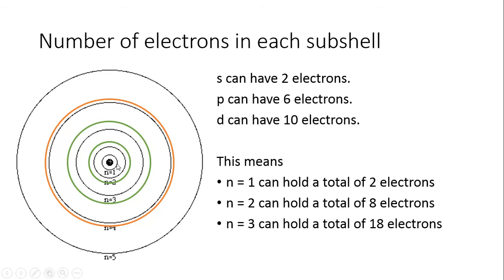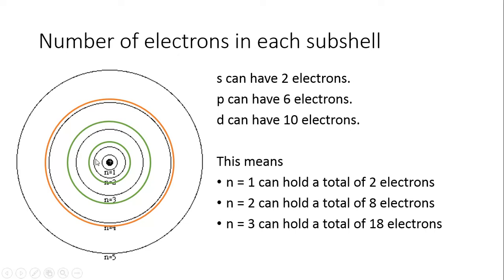s can have 2 electrons. So once each black circle has 2 electrons, it goes to the next sublevel. Then it goes to the p sublevel, which can have 6 electrons. Once our p sublevel has 6, then the electrons start filling the s sublevel, which can have 2. Once this one has 2, it goes to this p subshell, which can have 6. Then it goes to this s subshell, which can have 2. And the d subshell can have 10 electrons.